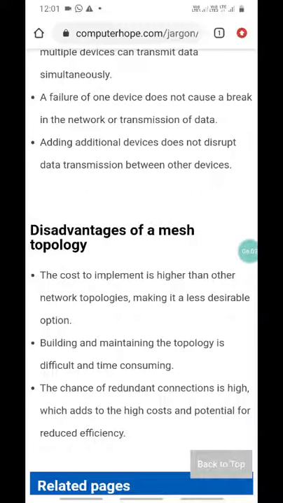The next topic is network architecture. I will teach you in the next lecture.